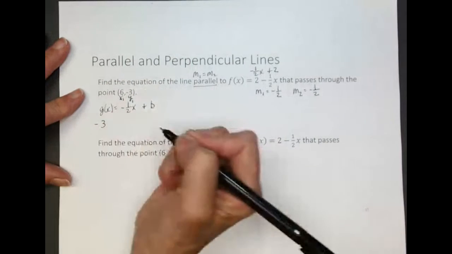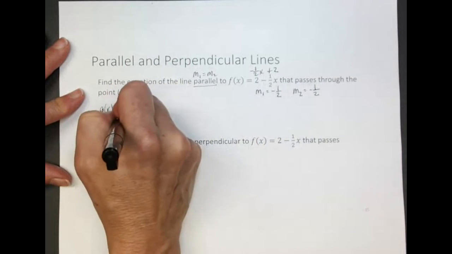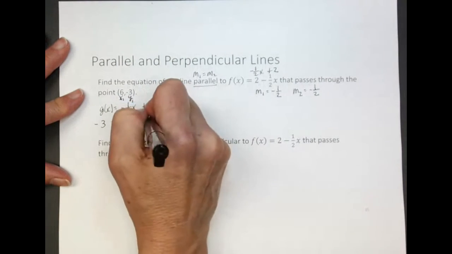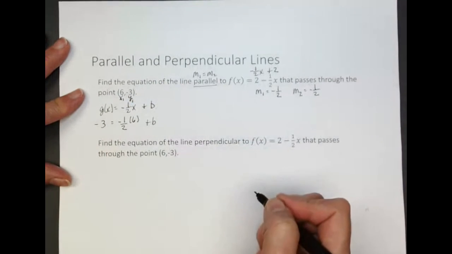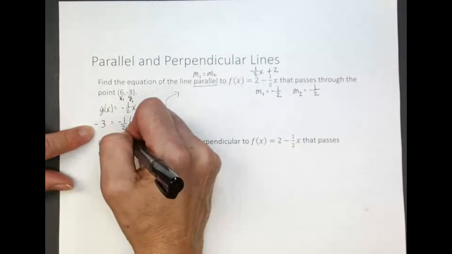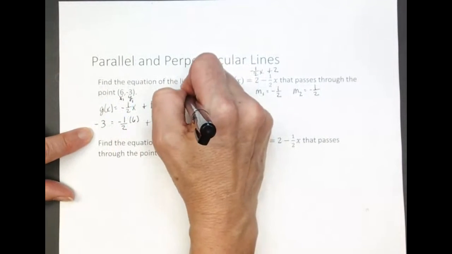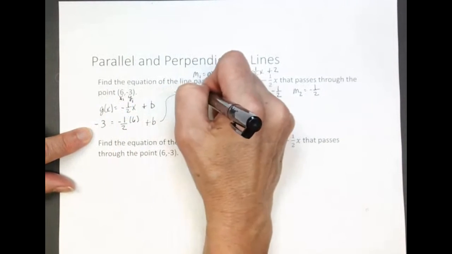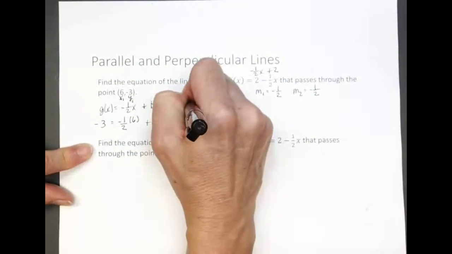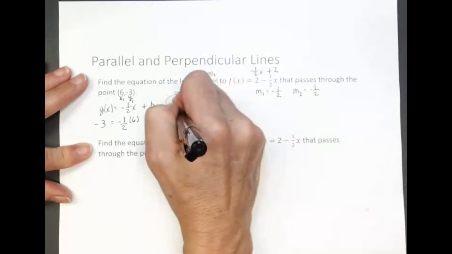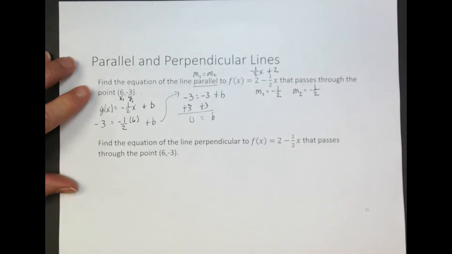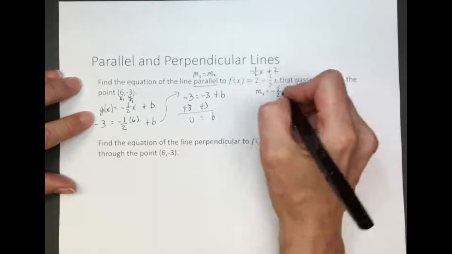I could say -3 is equal to negative 1/2 times 6 plus b, and solve for b. Okay, well, solving, negative 1/2 times 6 is -3. So we have -3 equals -3 plus b. If I add 3 to both sides, I see that b is actually 0 on this particular parallel line. So what is g of x going to be?